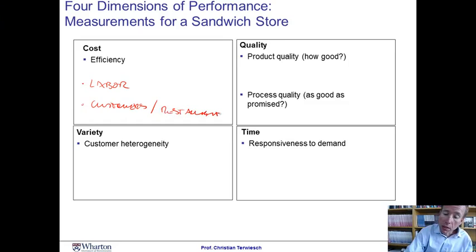Now, how about the variety? On the variety side, our idea of variety is that we will look at, are we able to meet the heterogeneous customer preferences? Well, a simple measure for that would simply be looking at the number of items that we have on the menu. Beyond that, if we are making the sandwiches to order, we could imagine looking at the percentage of customer requests that we're able to fill. So customers come in, they want extra lettuce, extra tomato, and the percentage of customer requests that we meet would be another good measure of variety.